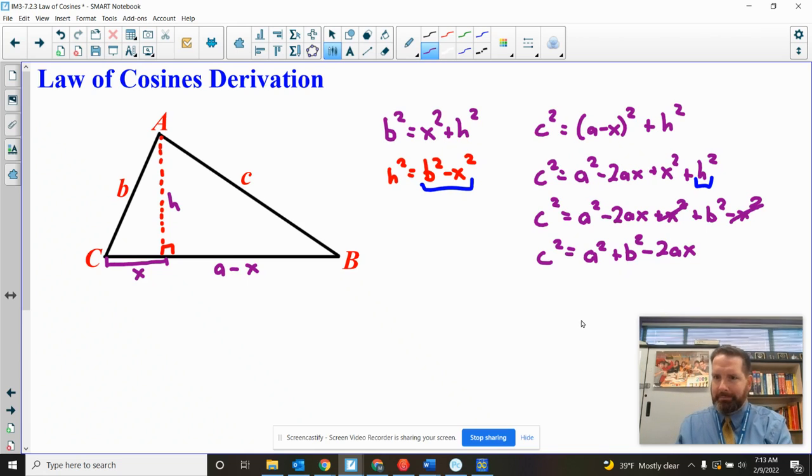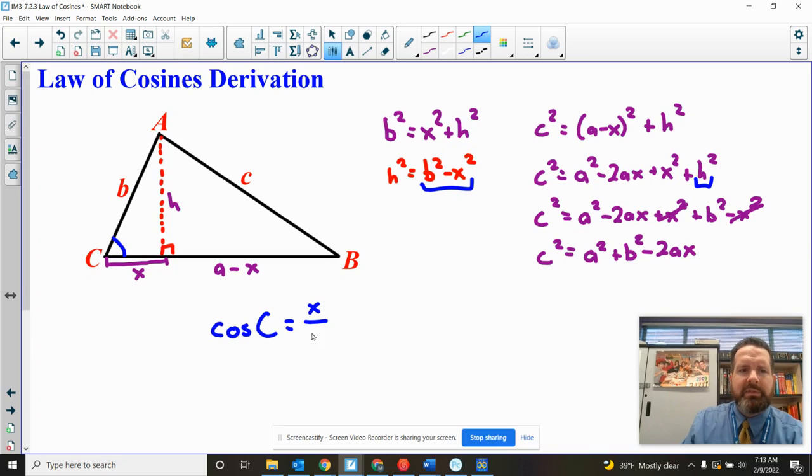Okay, we're getting there. Now the final step is to go back to this left right triangle again, and notice that there's a relationship between the x, the b, the h, and the angle c. Specifically, I want to focus on the x and the b, meaning it's the adjacent and the hypotenuse. So the cosine of this angle c is this x number divided by b, adjacent over hypotenuse. Solve it for x by multiplying the b over.